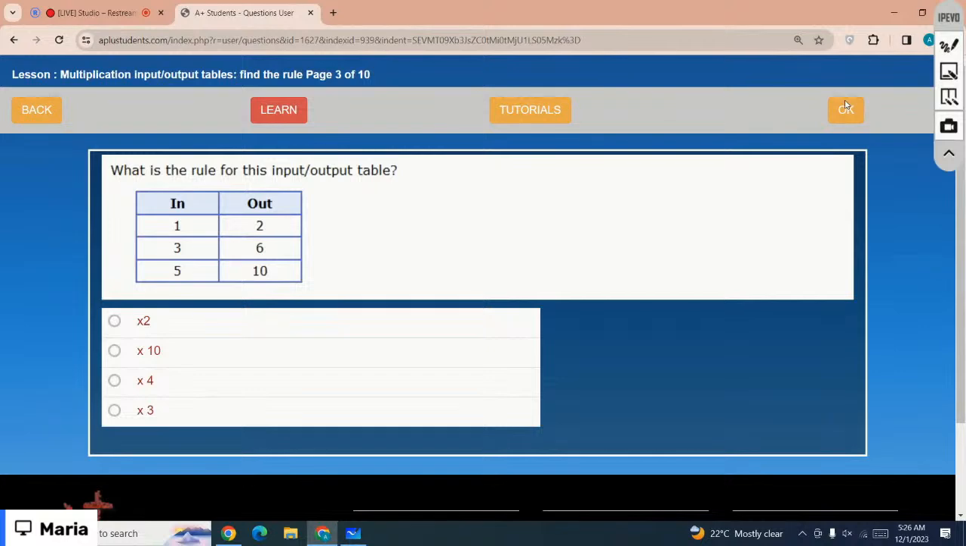One times what number is 2? Yes, that is 2. Each input value is multiplied by 2 to calculate the output value. Very good. That is 2.